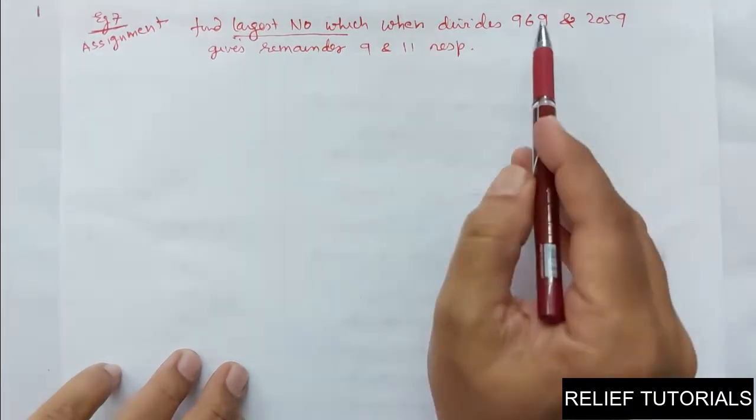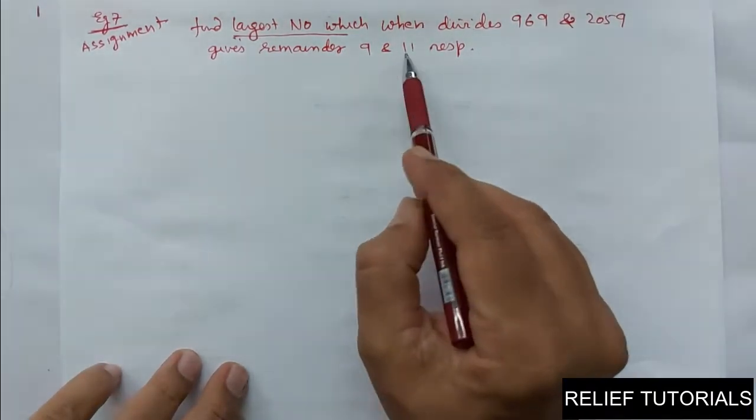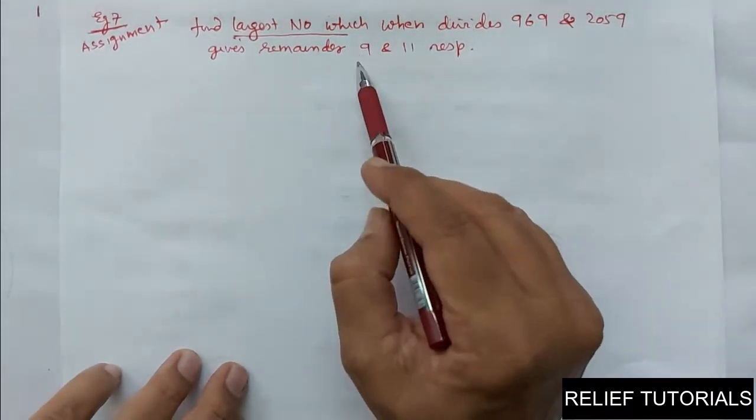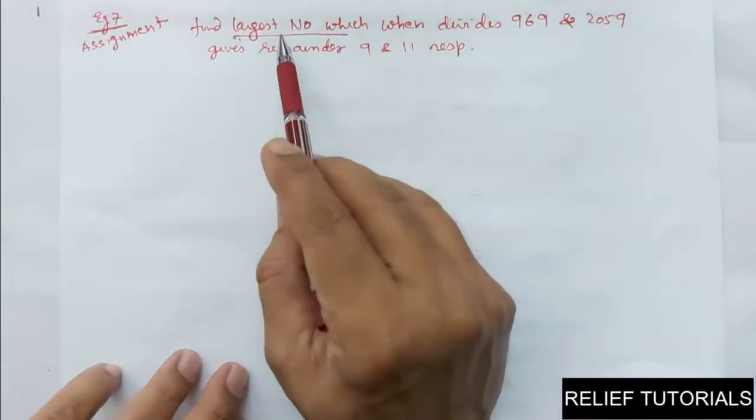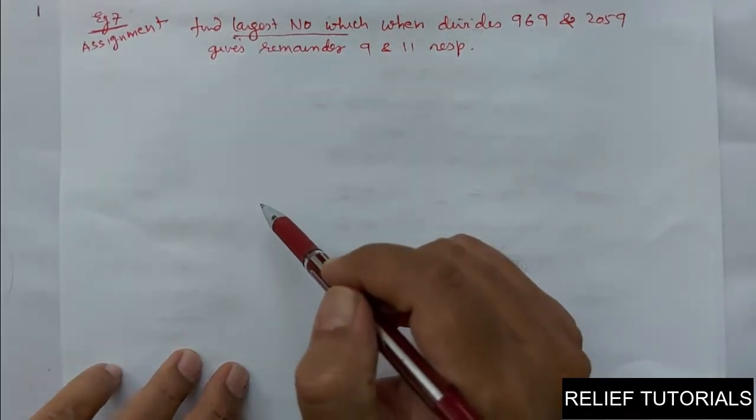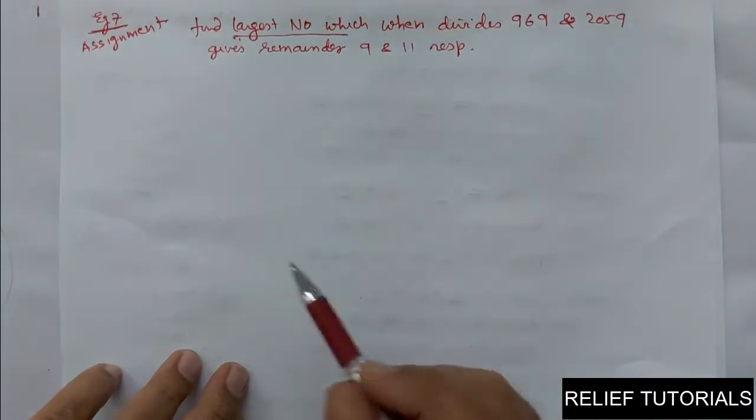But when the largest number divides these two numbers, it gives remainder 9 and 11. So we'll subtract this remainder, so it will be exactly divisible by that largest number. So it will be HCF. Are you understanding what I am telling?